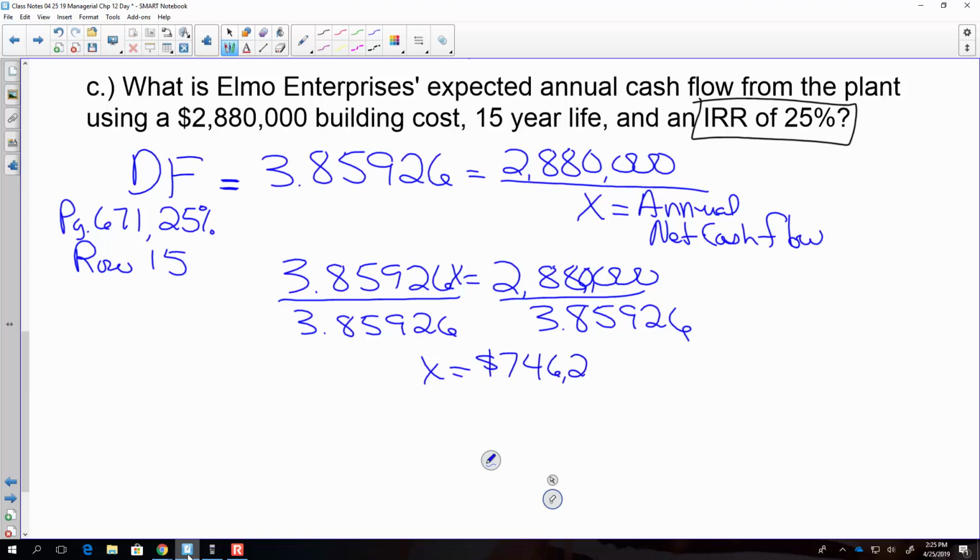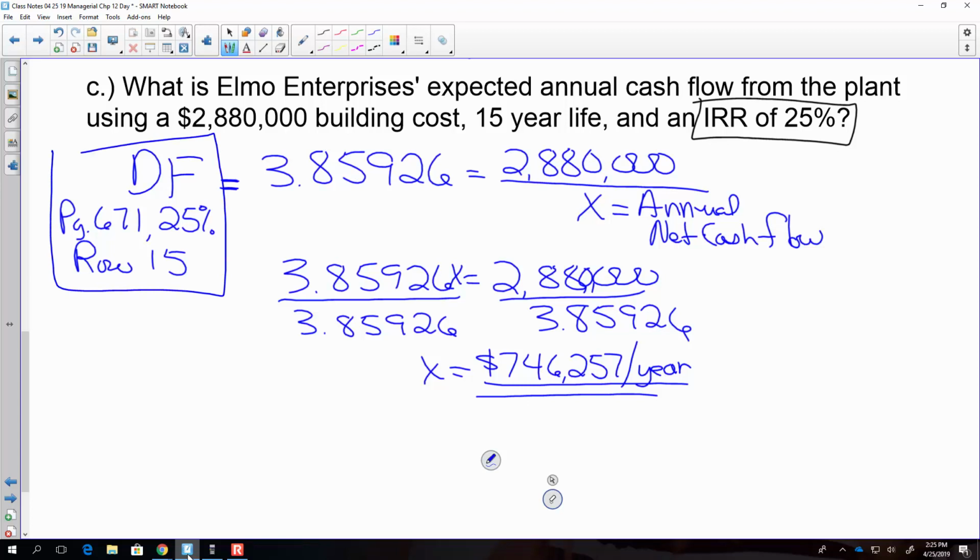So this is the cash flow I'm receiving for the next 15 years in order to generate an internal rate of return of 25%. Pretty big number. And that wraps up problem 34. Any final thoughts on how this discount factor works in internal rate of return? That's what we really needed to get to.